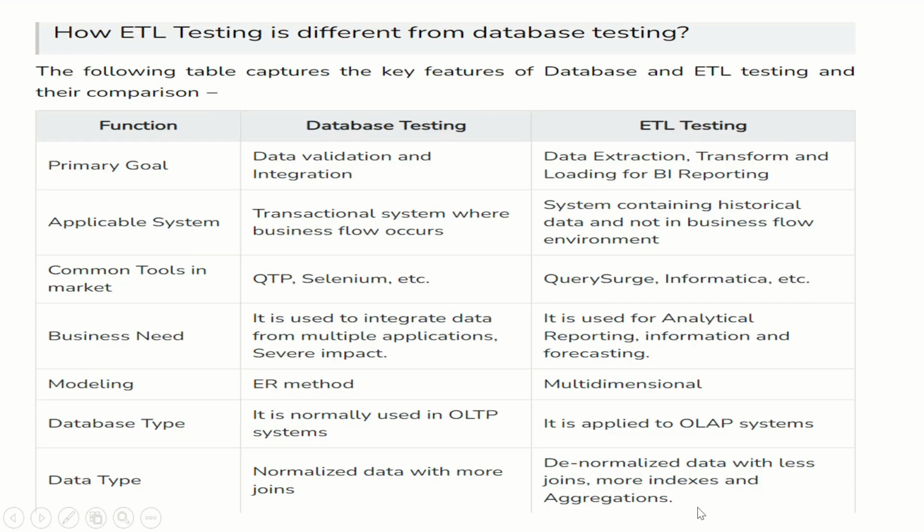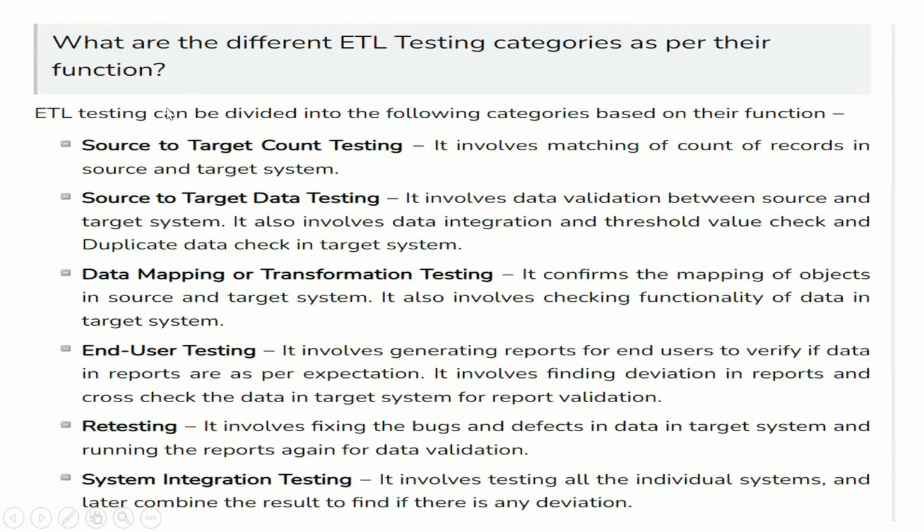So the next question is, what are the different ETL testing categories as per their function? ETL testing can be divided into the following categories based on their function. Source to target count testing: it involves matching the count of records in the source and target systems. Source to target data testing: it involves data validation between the source and target systems. It also involves data integration, threshold value check and duplicate data check in the target system.